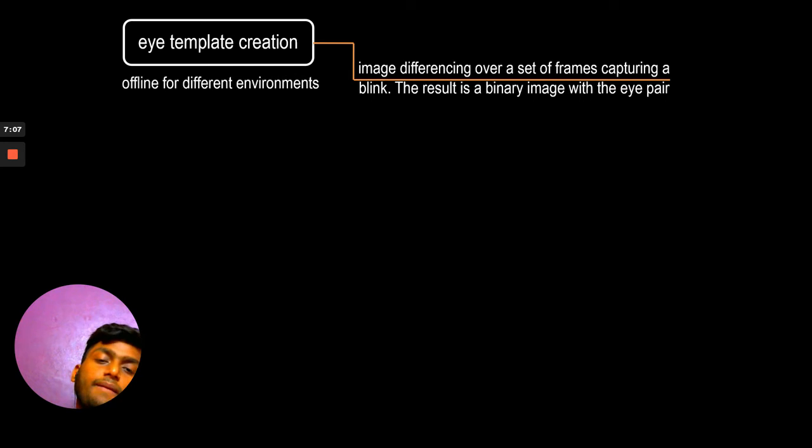And so how was the back end of the technology? Let's see. So first an eye template is created for different environments. So what is it basically? So tons of images of iframes are captured for a blink so that the machine knows what actually a blink of an eye is. As the machine is very naive, you all know, we have to make it learn what the real eye blink is. And the results of the binary images are the eye pair.